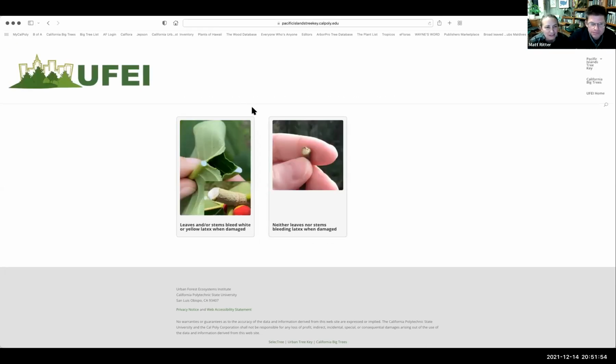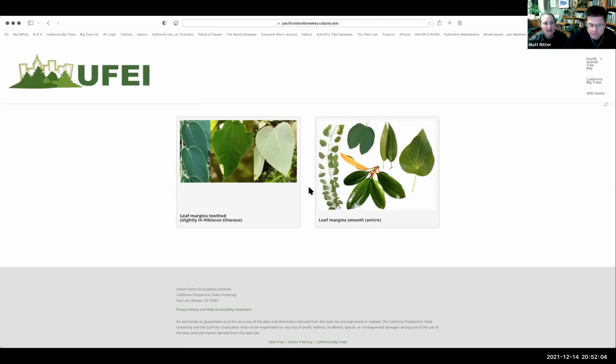And then the question is, does it bleed milky white sap when damaged or not? And we told you no milky white sap, so we're going to select that one. And then the question is about the edge of the leaf, or the leaf margin. So is the leaf margin toothed or is the leaf margin smooth? And these are many examples of a smooth leaf margin. So it can be deeply lobed, like you see in that leaf there, but still smooth, not with teeth. Many trees have teeth along the leaf margins, and this one didn't.